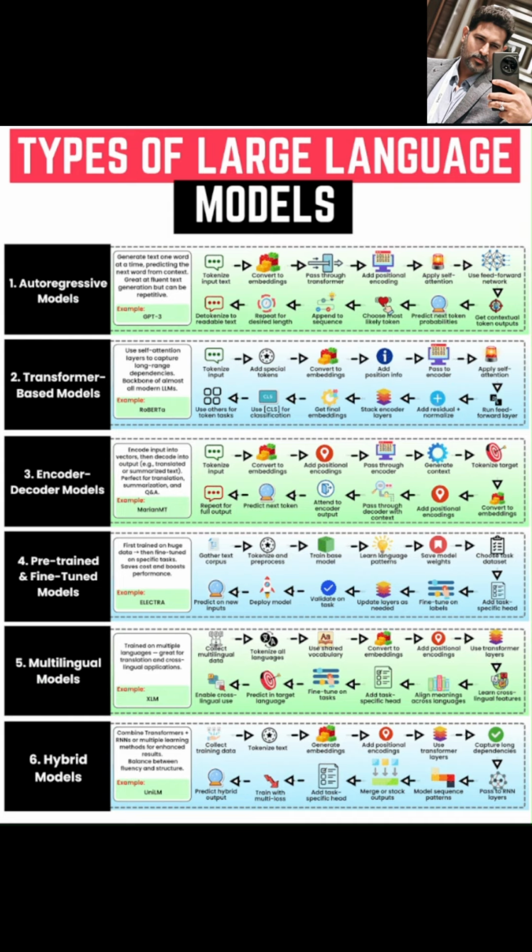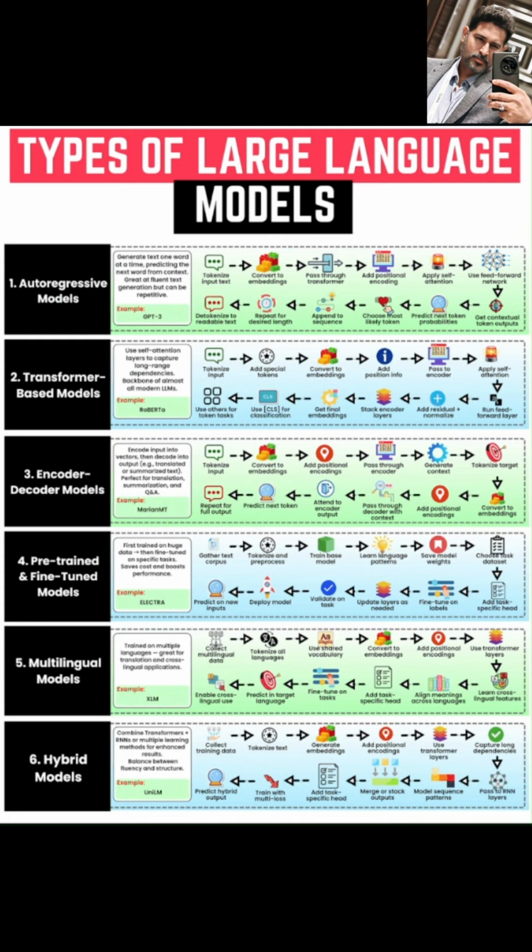Fourth are pre-trained and fine-tuned models. This describes a common training strategy rather than a specific architecture type, though it often applies to transformer models. The idea is to first pre-train a large model on a massive dataset to learn general language patterns, and then fine-tune it on a smaller, specific dataset for a particular task, like sentiment analysis or classification. Electra is an example shown here, illustrating the flow from gathering data, training a base model, and then updating layers for a specific task.